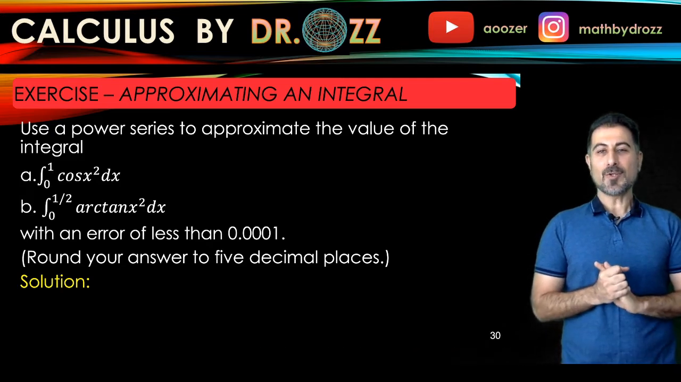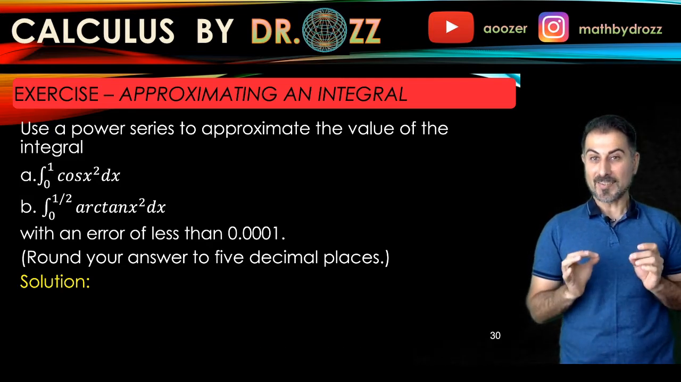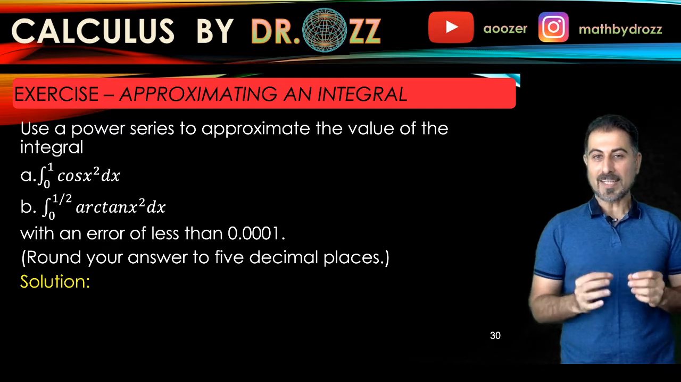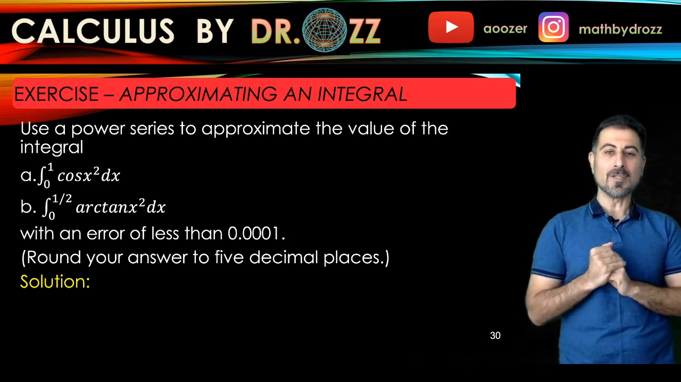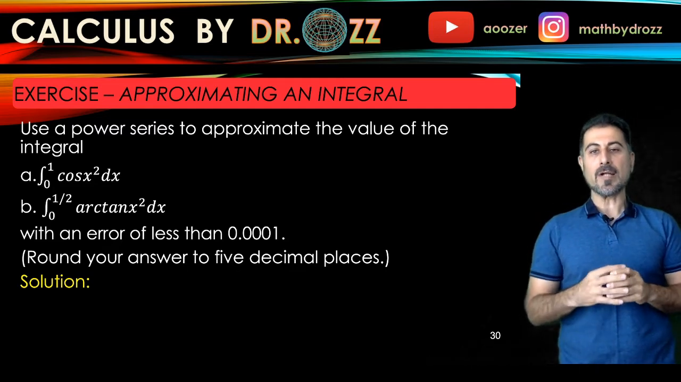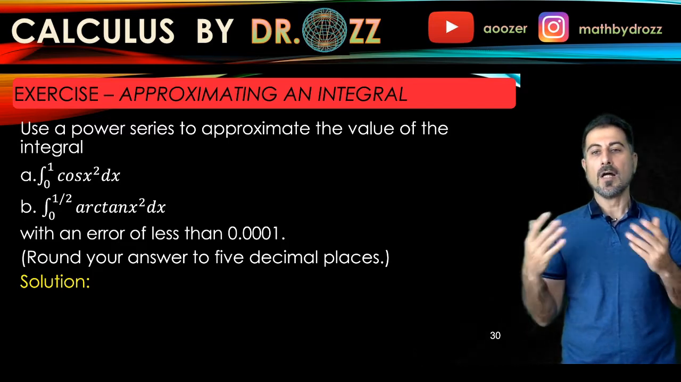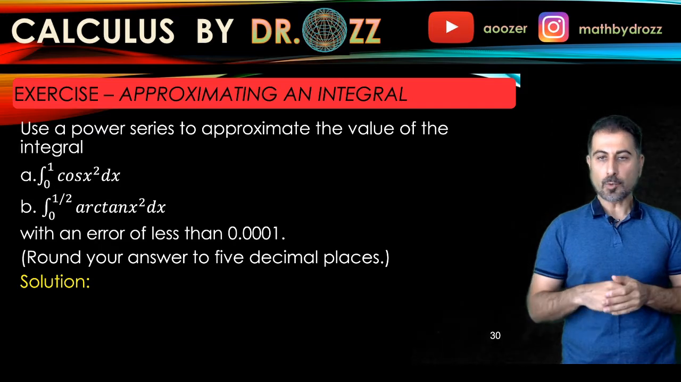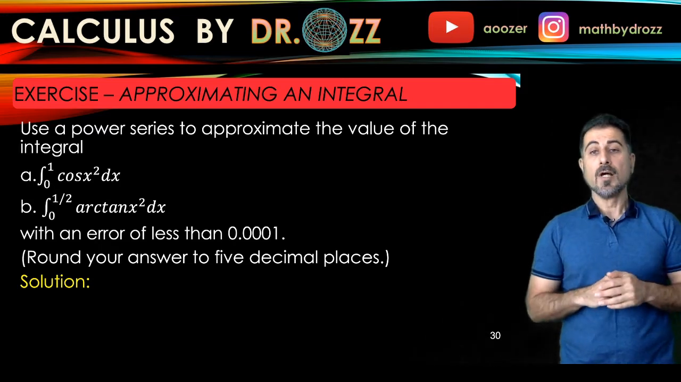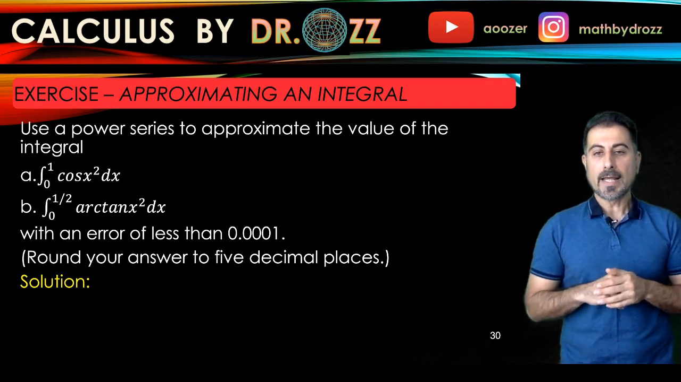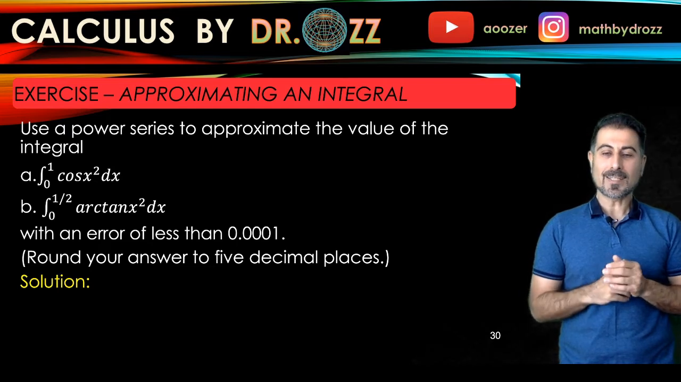Today we are going to try to approximate integrals by using the power of the power series. So this is another application of power series. We have two integrals, in fact definite integrals: one for cosine x squared, another one for arctan x squared.